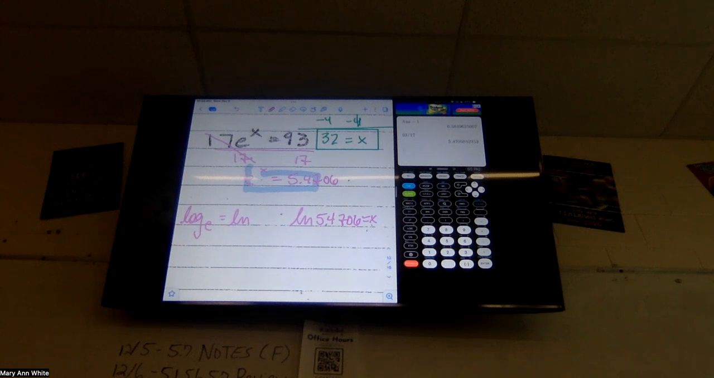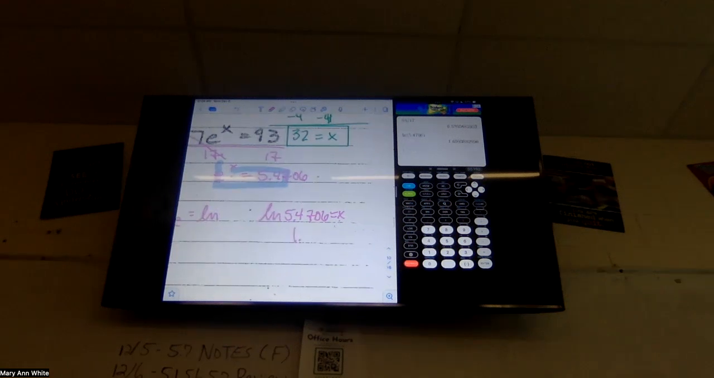This actually is even easier than the last one we did. We don't even have to do anything special. I'm going to physically type ln and then 5.4706. And then that's my answer. 1.6994 equals x. That's not too bad, right? You guys doing okay? Hanging in there? All right. I got a few more like that.